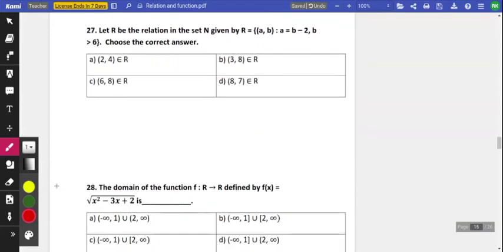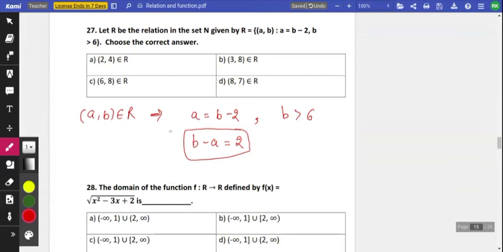In this question, you have to check which ordered pair belongs to the given relation. The relation is a comma b belongs to relation R, which shows that a equals b minus 2 and b is always greater than 6. We can write it as b minus a equals 2.